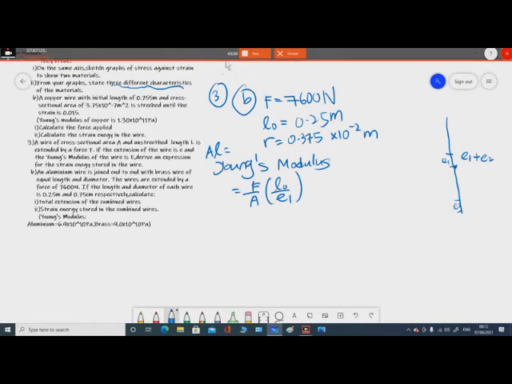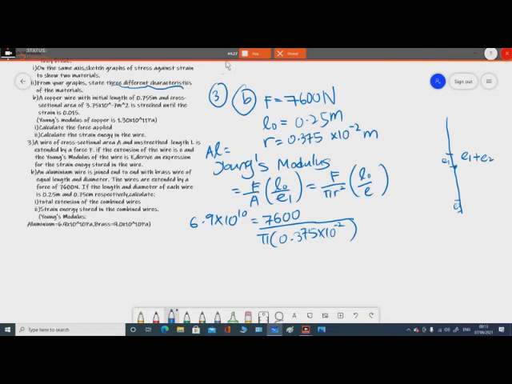The Young modulus for aluminum is 6.9 times 10 to the power of 10. The F is actually 7,600. Let me rewrite again. The cross-sectional area is pi r squared, so this is L naught over E, and this is pi times 0.375 times 10 to the power of -2, r squared. Our L naught is 0.25, and E1 is what we need to find.